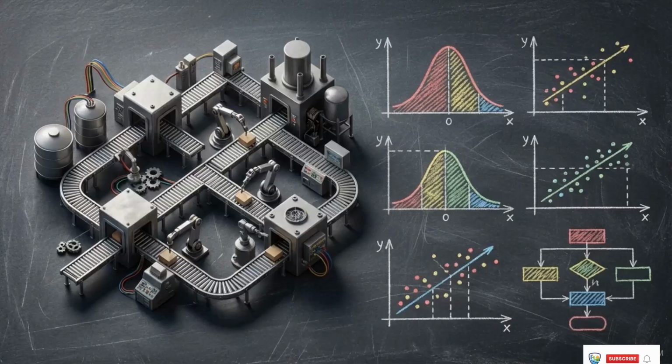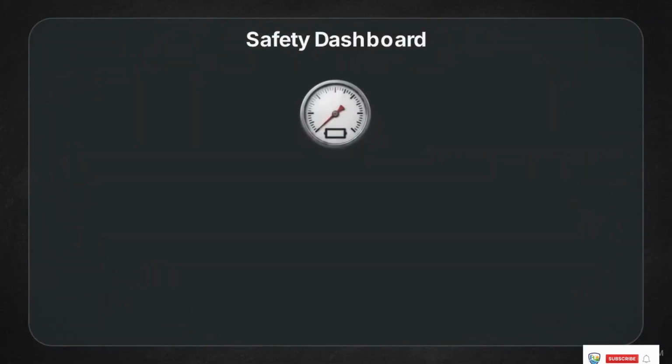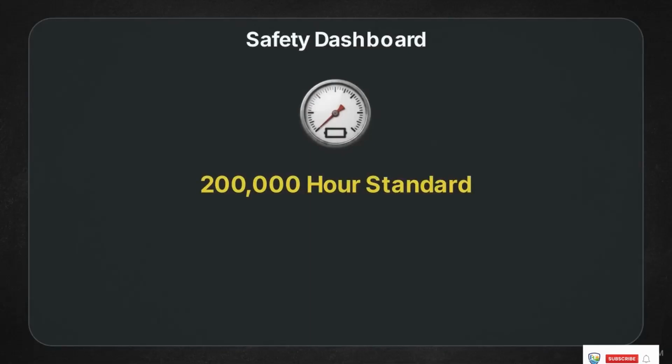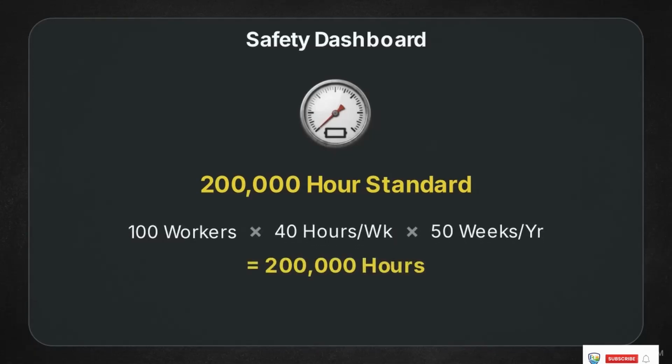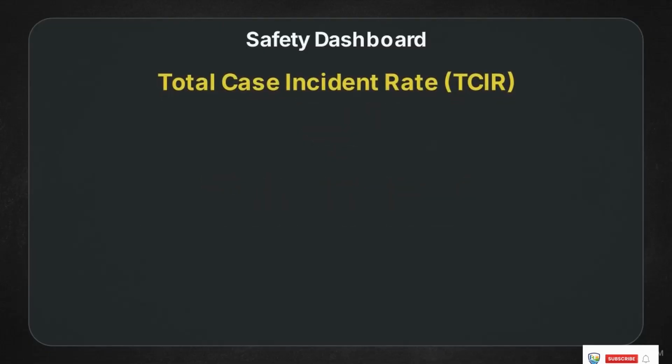The micro-level data of z-scores, standard deviations, and component reliability ultimately aggregates upward. Organizations require a method to measure and compare this total safety performance at a macro level. This dashboard illustrates the universal baseline for occupational safety and health administration metrics, the 200,000-hour standard. This number standardizes corporate data by representing exactly 100 full-time employees working 40 hours a week for 50 weeks a year. Using this baseline, professionals calculate the total case incident rate, or TCIR.